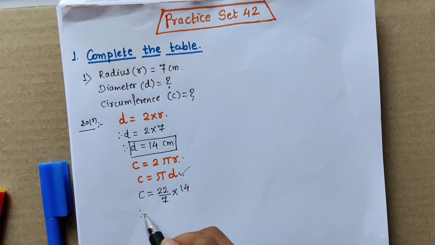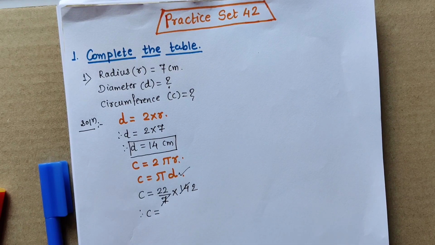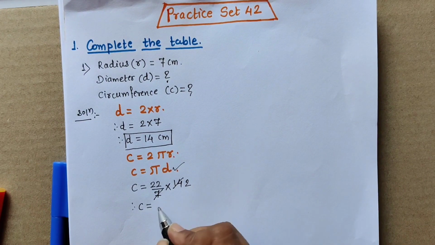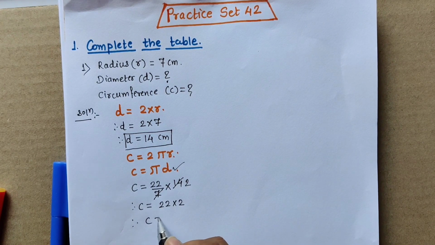Therefore c is equal to, we are getting 7 ones are 7, 7 twos are 14. We can cancel 14 by 7. So now we will be getting 22 into 2. So c value is equal to 44 centimeter. In this way we can get the value for c.